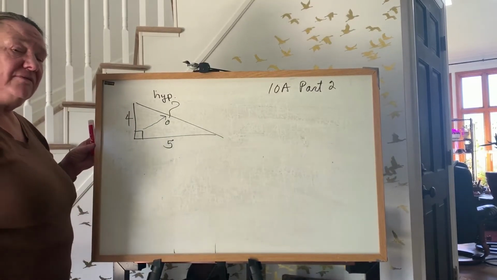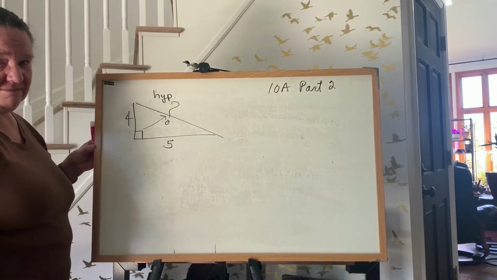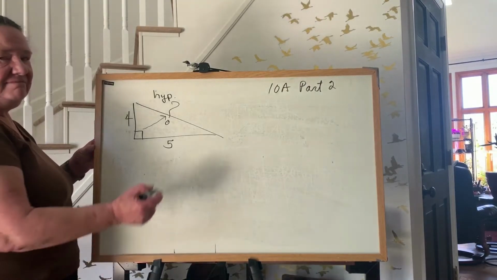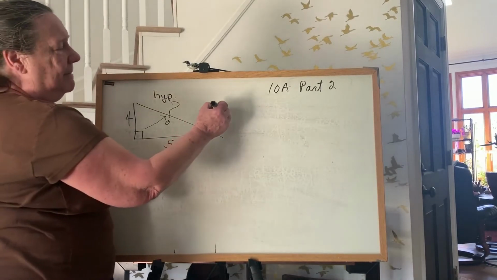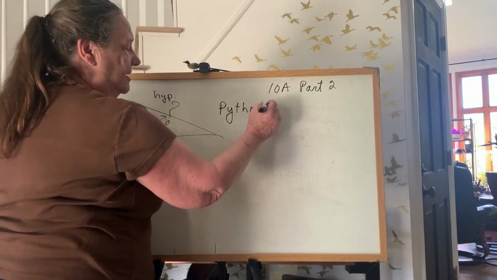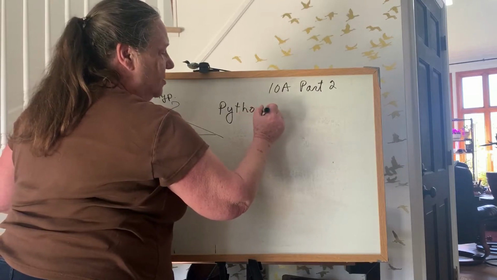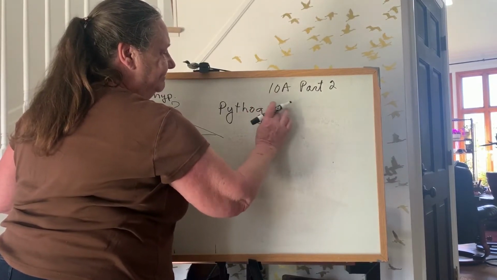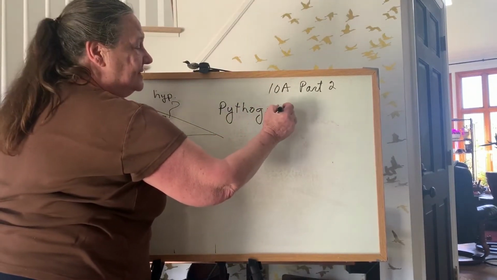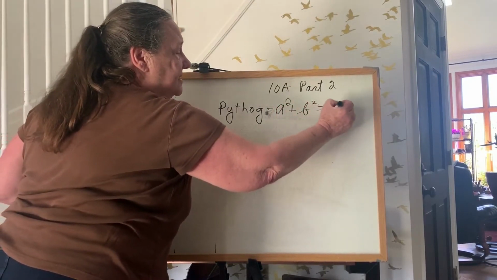Now, this is one of the few formulas that is your favorite from geometry, okay? Remember him? Greek philosopher, right? Greek mathematician, Pythagorean. I'll just say Pythag. And remember that? It's a squared plus b squared equals c squared.